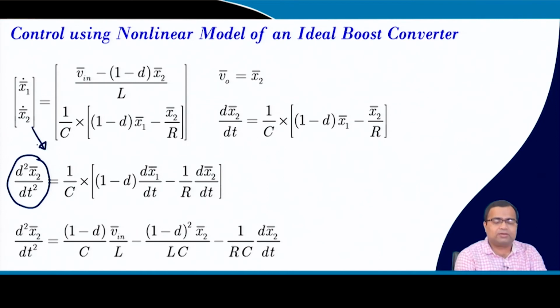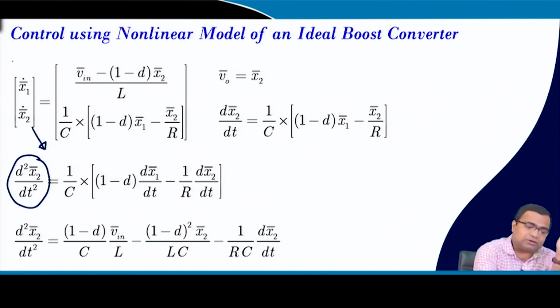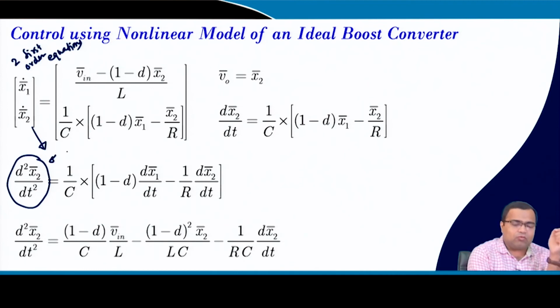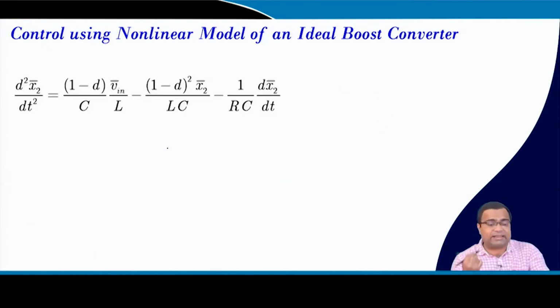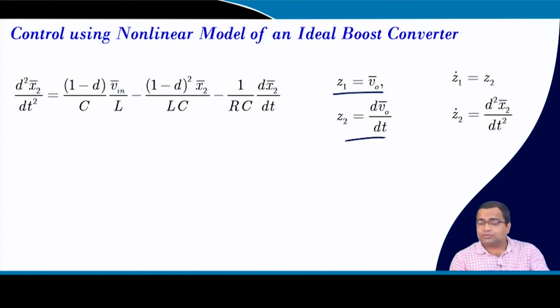So this can be represented from this model to this model, where here it is a state space model. It is a second order system, and we are writing two first order equations. Here we are writing one second order equation, right? And then since we have redefined V0 to be Z1 and its derivative dV0/dt to be Z2, that means Z1 dot is Z2, this is straightforward.